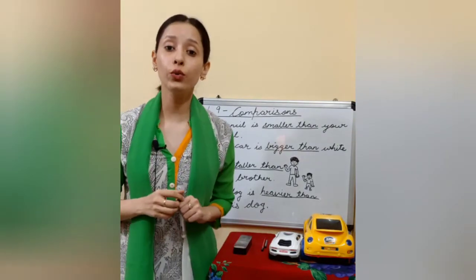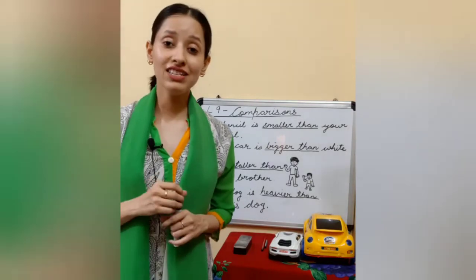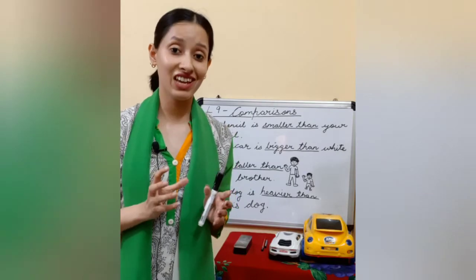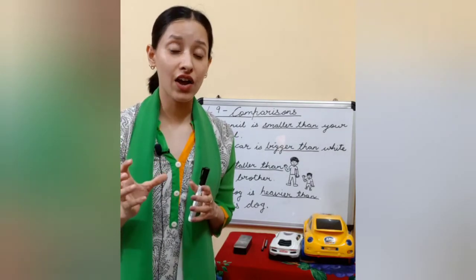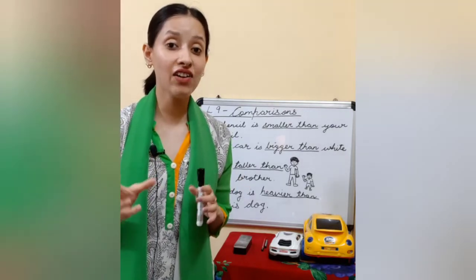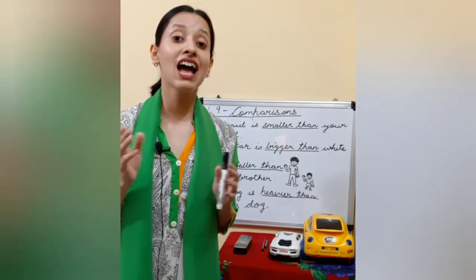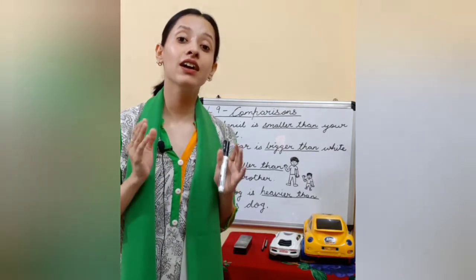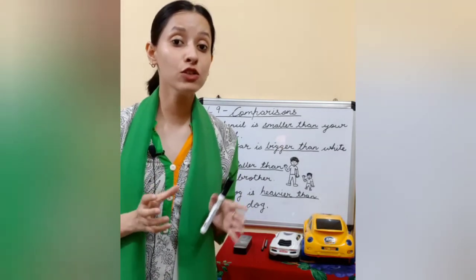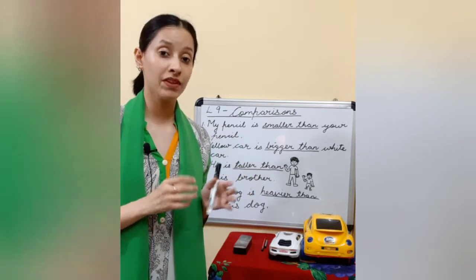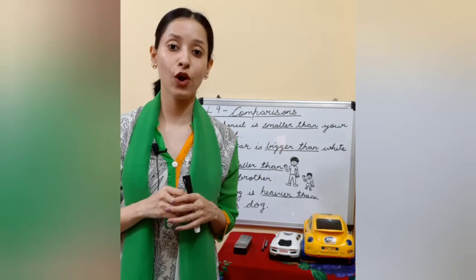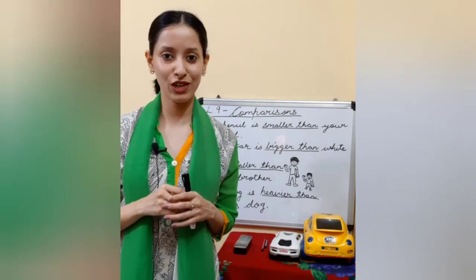So by this, what do we understand, children? We understand that when we compare two people or two things, we add ER and than to make comparisons. We add ER at the end of the describing word and than to make comparisons between two people or two things. So this is what we are going to study today. For better understanding, please open page number 36 of your English grammar books. Okay, children?